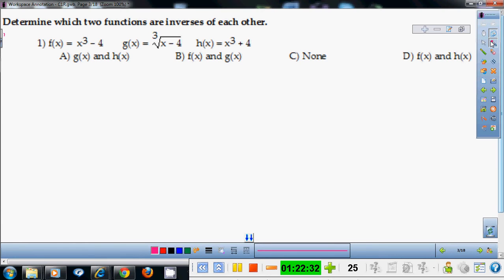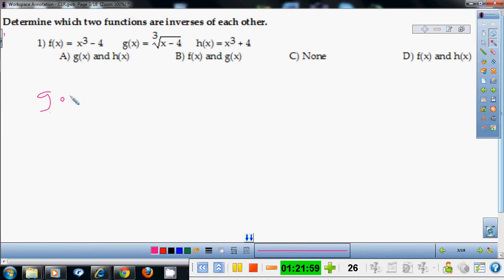Now, we can make an educated guess here. Who can raise your hand and guess which two, if any, are going to be inverses of each other? Jared? Yeah, g of x and h of x. Why? That's right. For the most part, now not entirely every time, they're going to be complete opposites. Cube root, cube, minus 4, plus 4. So that's a good sign. So we're going to start out with g of x and h of x and play that hunch.